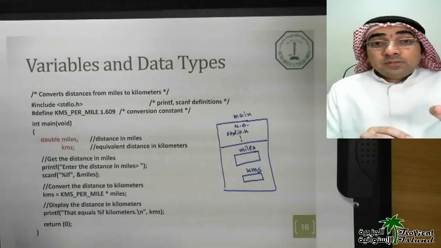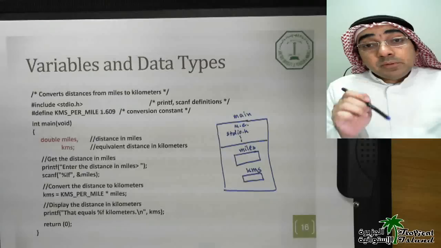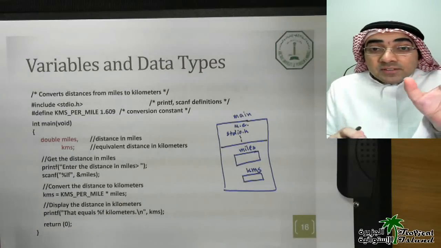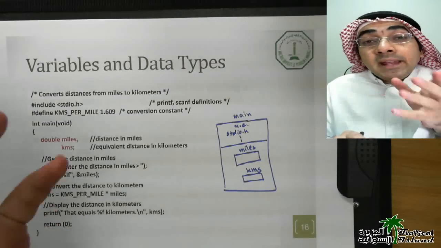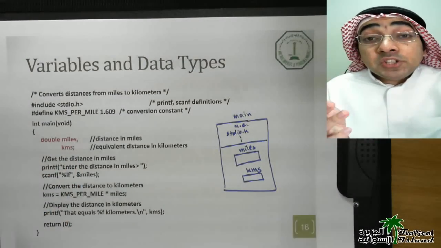Then you're going to add 3 to it, and you're going to store it in the same location. It's going to become 13. So the value is changing. That is why it's called a variable. It can hold any value for you. So it is basically a container.